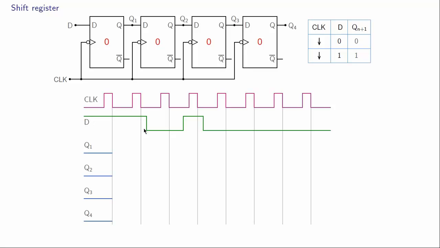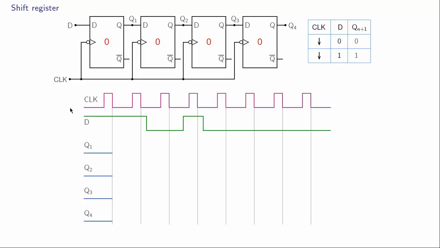This D input is applied to the first flip-flop. So this D is shown over here and that is connected to this D1. The output of the first flip-flop Q1 is connected as D2. Similarly, Q2 is connected as D3 and Q3 is connected as D4. And now let us see what happens as a result of these inputs.